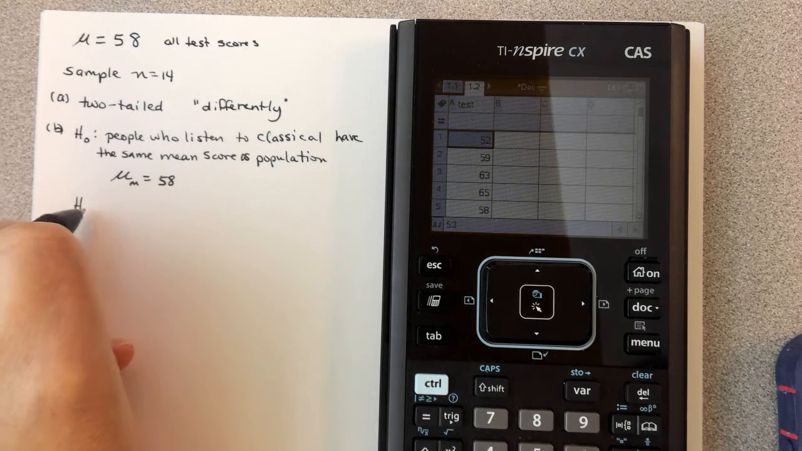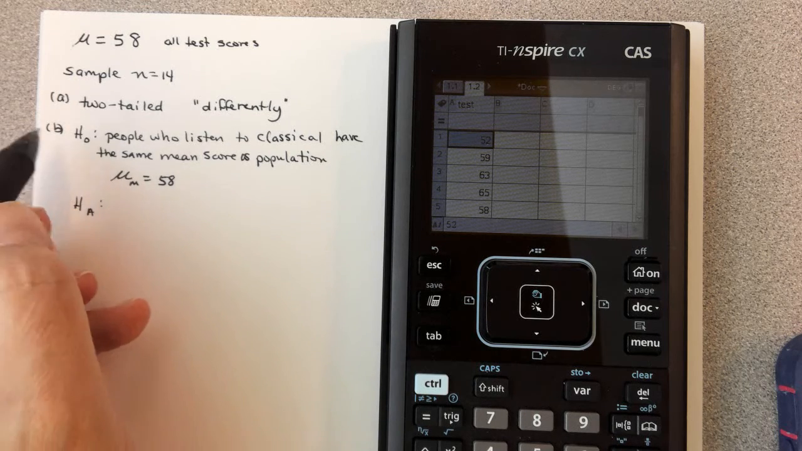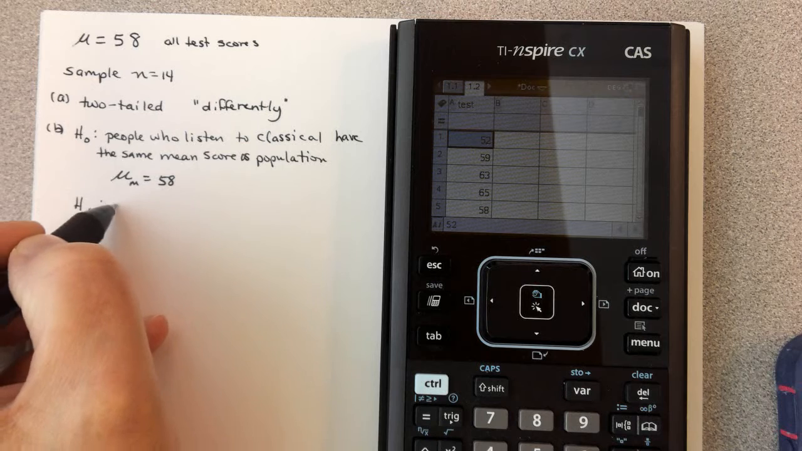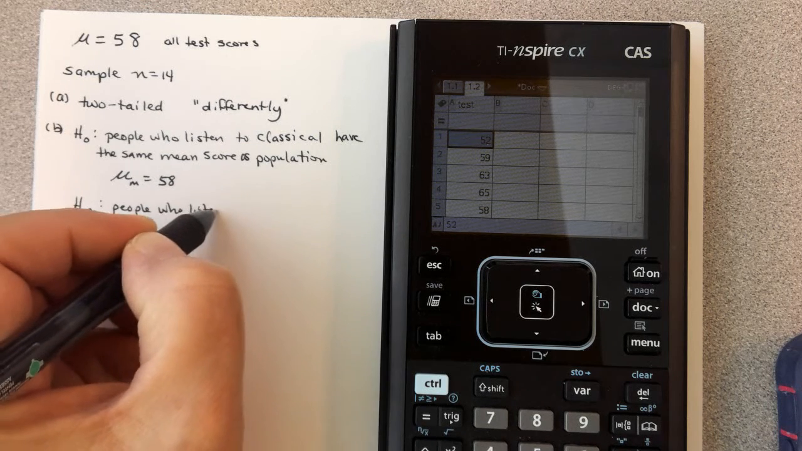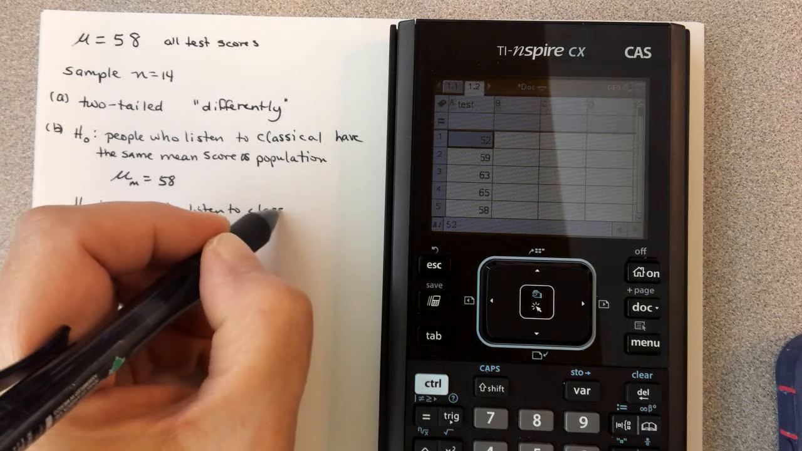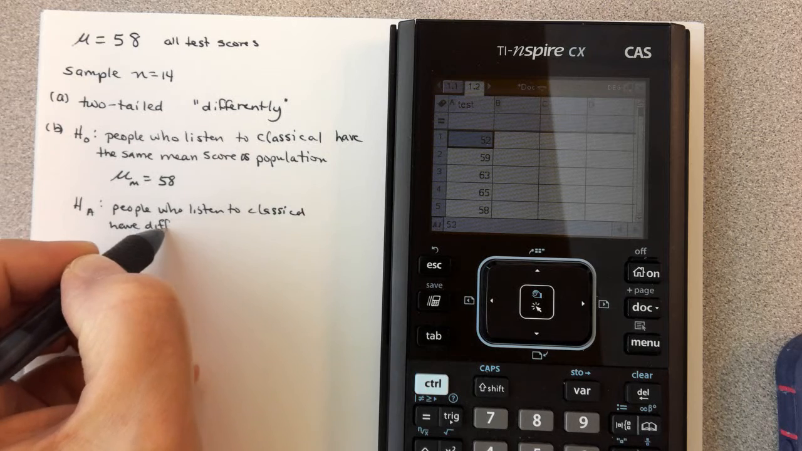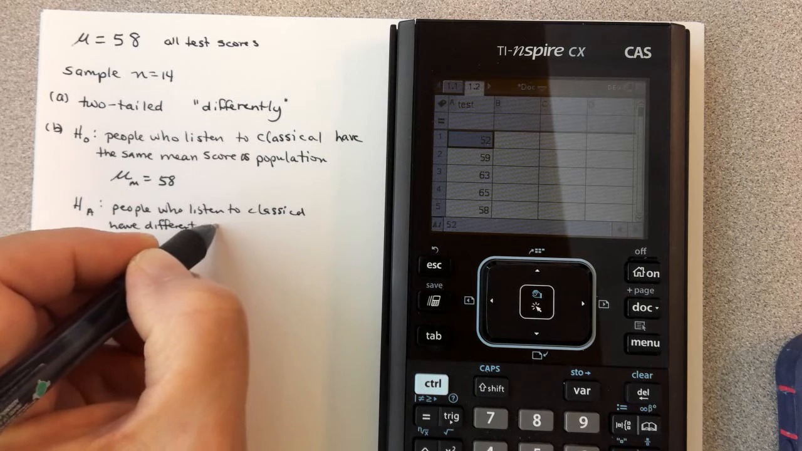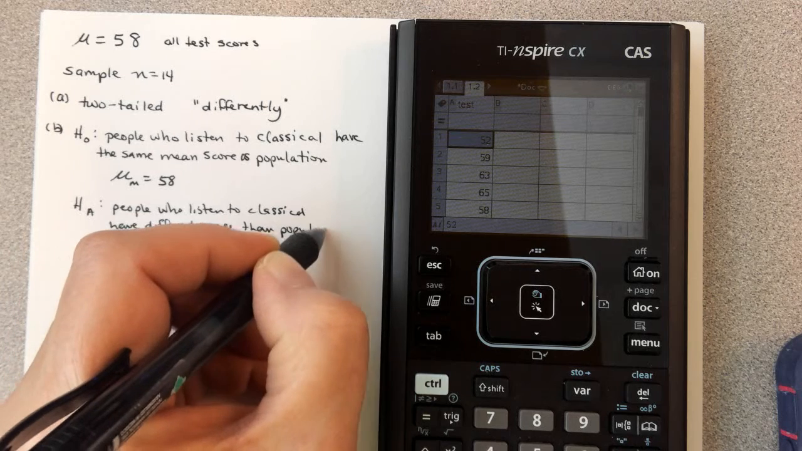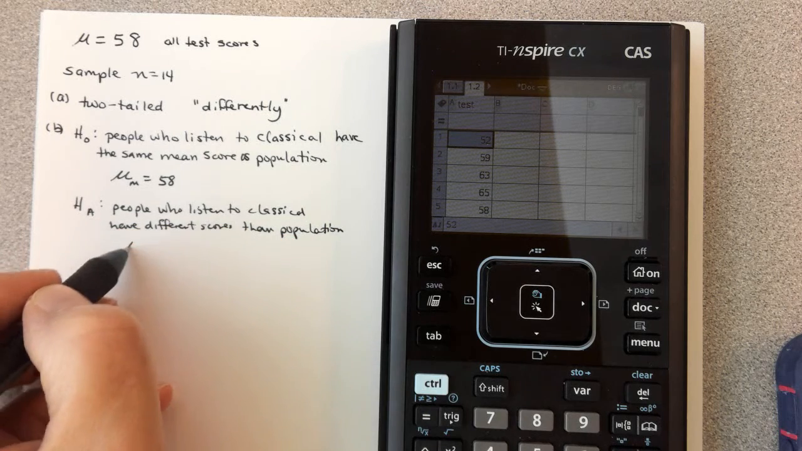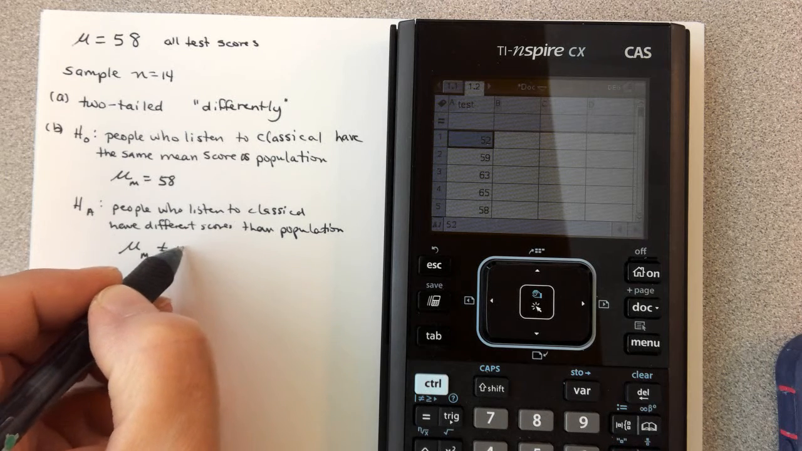The alternative is that people who listen to classical music do not have the same score or score differently. So people who listen to classical music have different scores than the population. So the mu for the music people is not 58.